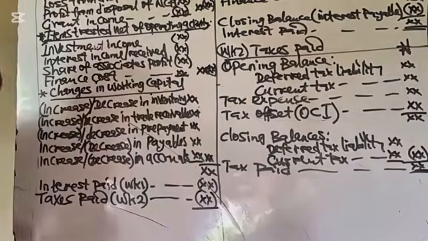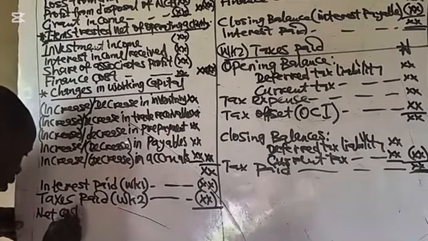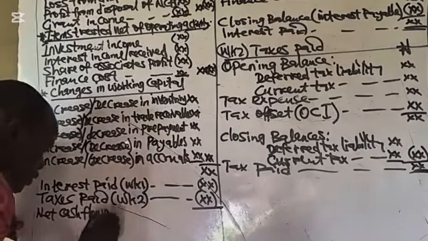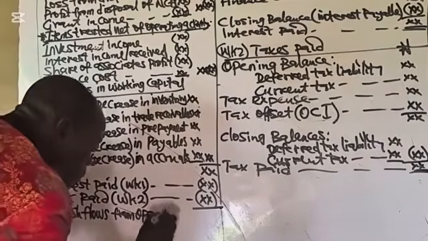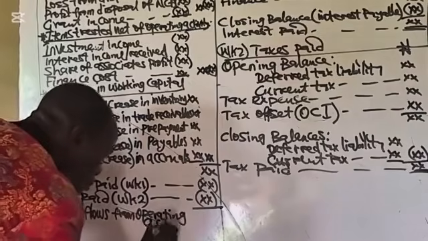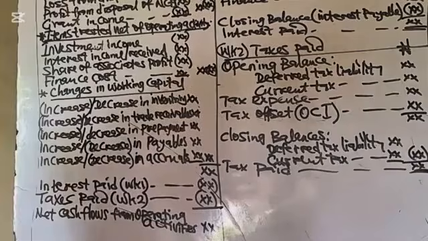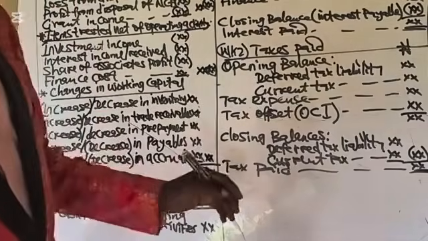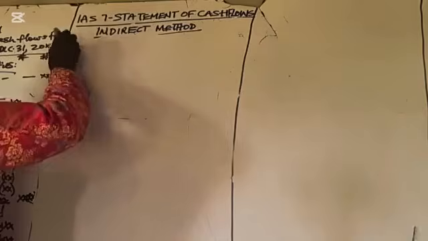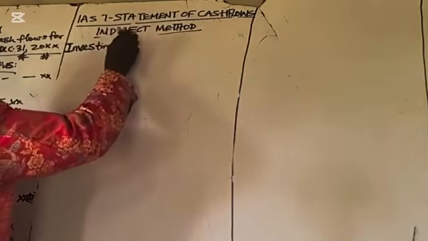After you've subtracted the tax, you get the net cash flows from operating activities. So you get the net cash flows from operating activities. After the operating activity, the next section is investing activities.